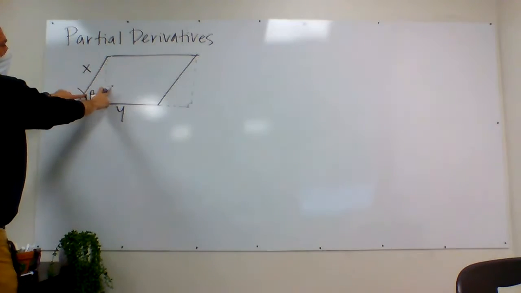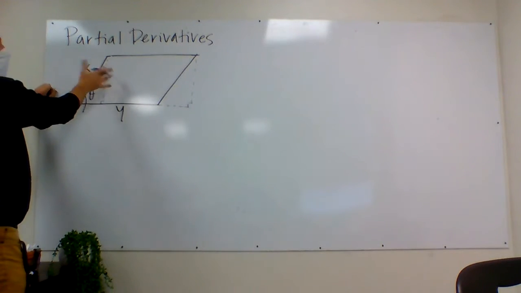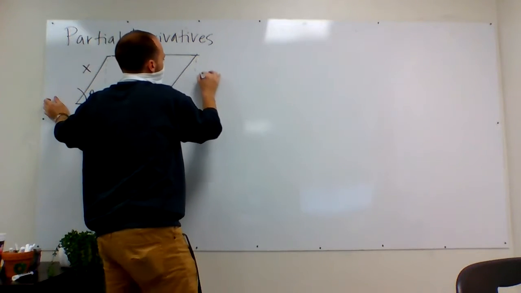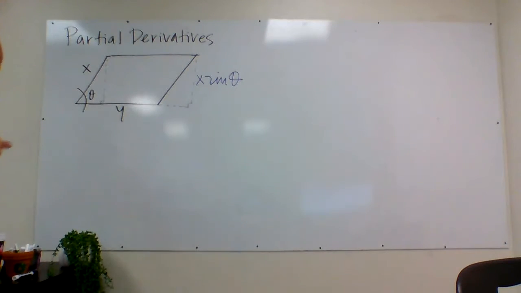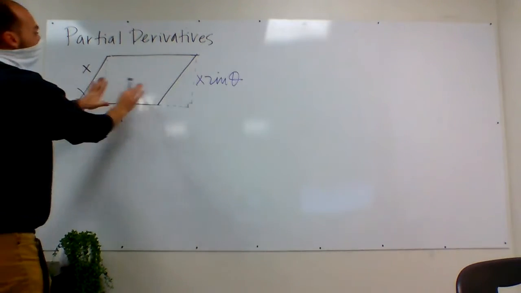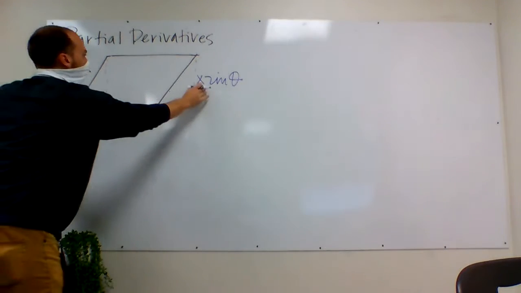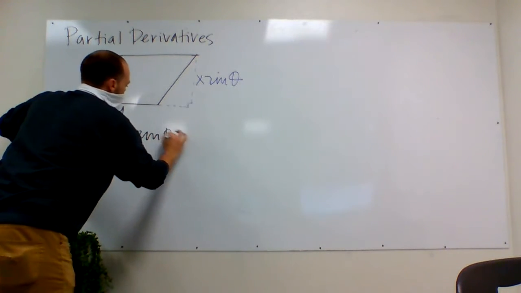This height is this height, same height. And that's x times the sine of theta, right? Because the sine of theta is this length divided by x, so I can multiply both sides by x and say that this length is x times the sine of theta. So this is x sine theta. Therefore, because we know the area of this rectangle, and I know it's the same because I just slid that triangle over, I've got area equals x sine theta times y, which I can just write x, y, sine of theta.